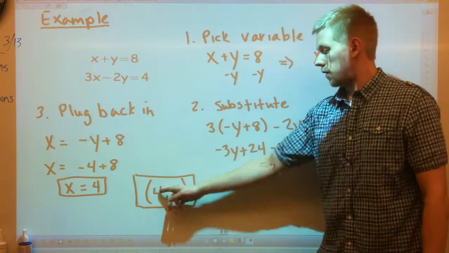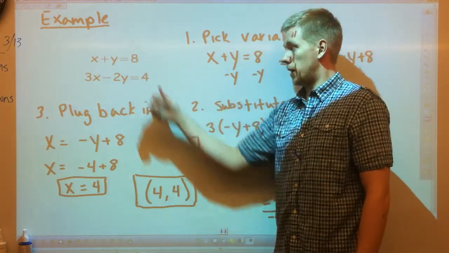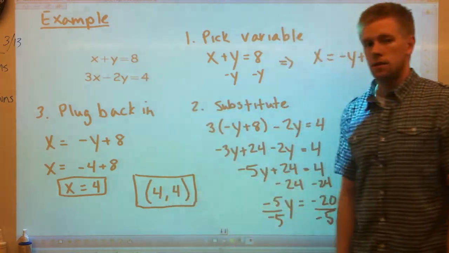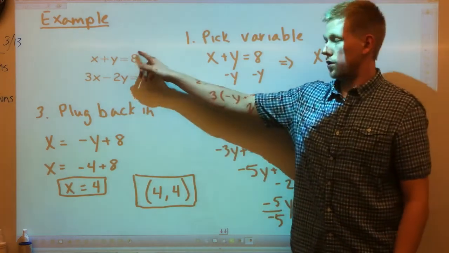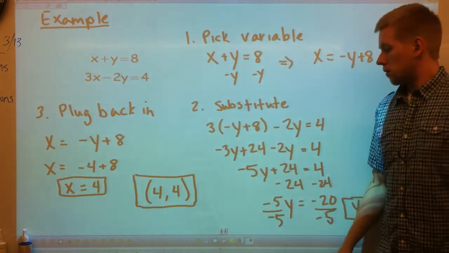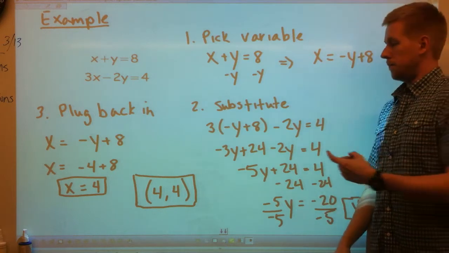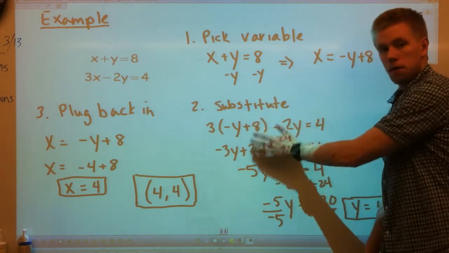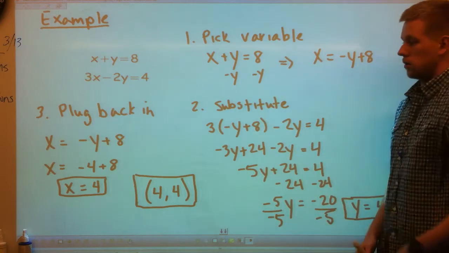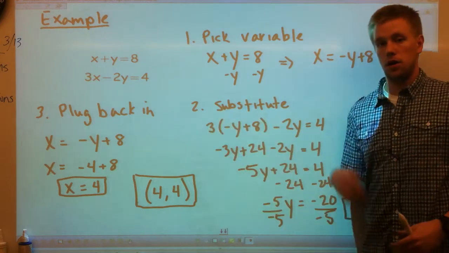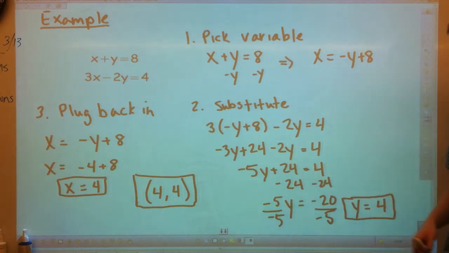Okay, so I know I solved my system correctly because when I plugged it back in, I got 4 plus 4 is equal to 8. So it worked. Okay, so that's how you solve. You use those 3 steps. Pick a letter, solve for it, substitute it in, do all the math work, and then plug it back in to get your other answer, and then you have your ordered pair.